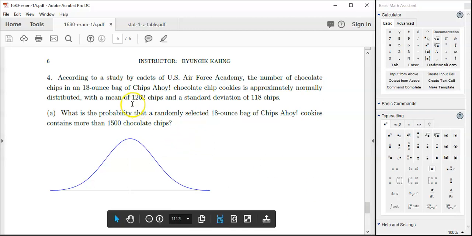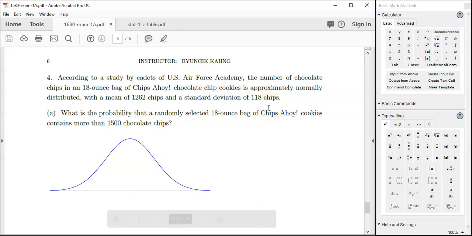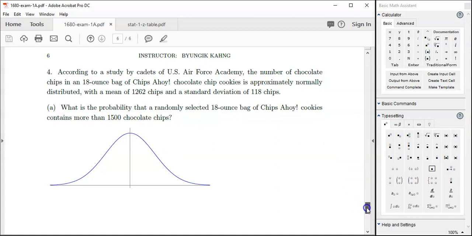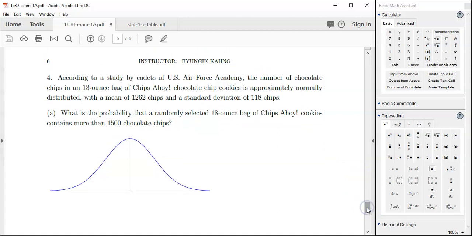This 1,262 and 118 must have come from experiments, and they must be average values, but for this problem, let's just take those for granted. We call that kind of thing bootstrapping. All right, let's answer the question.